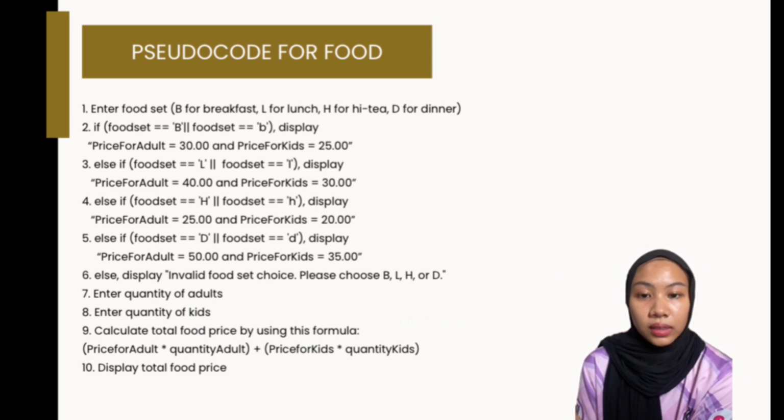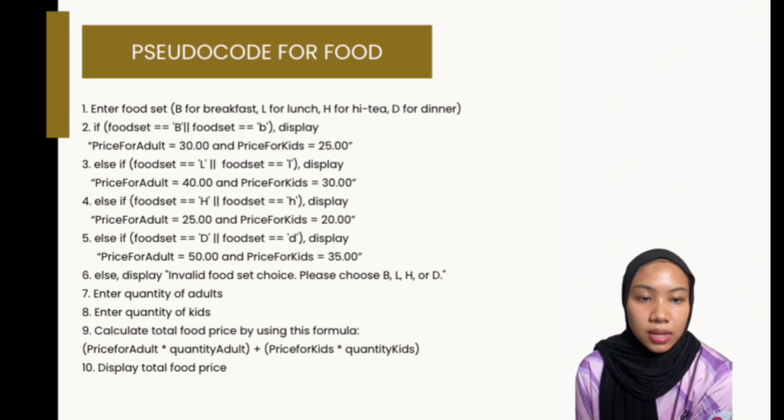They will be asked to enter quantity of adults and quantity of kids. By having the information, it can calculate the total food price by using the formula price for adult multiplied by quantity of adults plus price for kids multiplied by quantity of kids. Then at the end, it will display total food price.